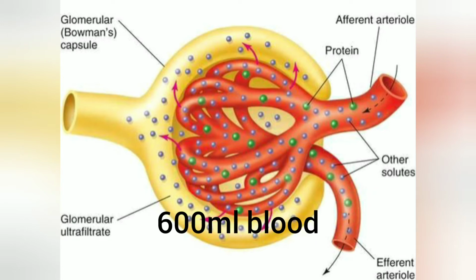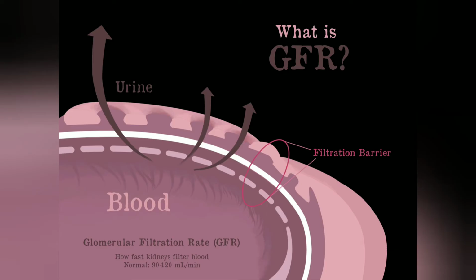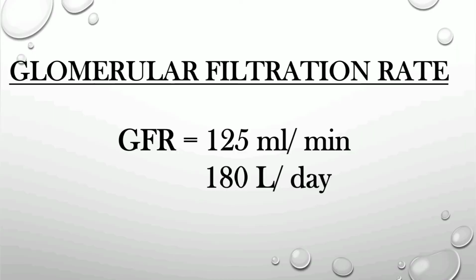So about 600 ml of blood passes through each kidney per minute. The blood plasma which is flowing through kidney or glomerulus is filtered as glomerular filtrate. So the rate at which the filtrate is formed in glomerulus is called glomerular filtration rate, or GFR. This GFR is 125 ml per minute, or you can say 180 liters per day.